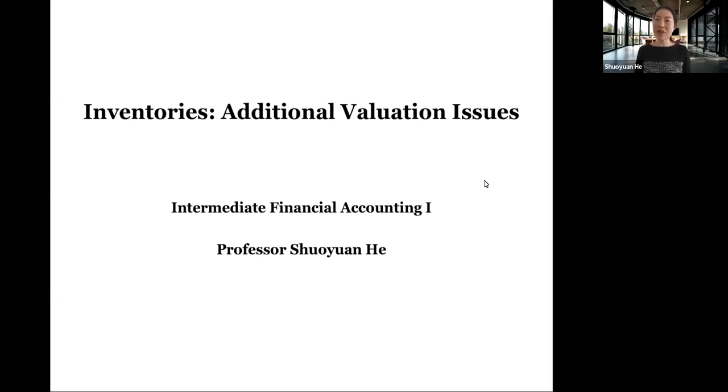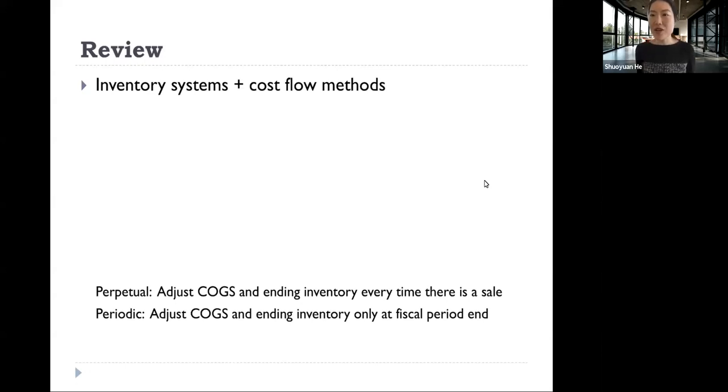In last class, we talked about what is inventory and how to calculate the cost of inventory. Let's do a brief review here. In order to calculate the cost of inventory, we need to know both the inventory system the firm is using and the cost flow method the firm is using.